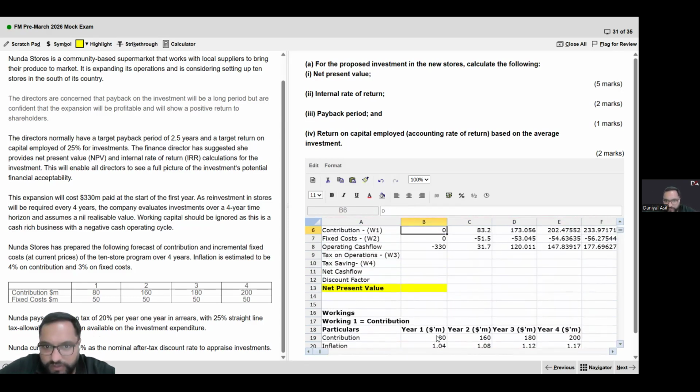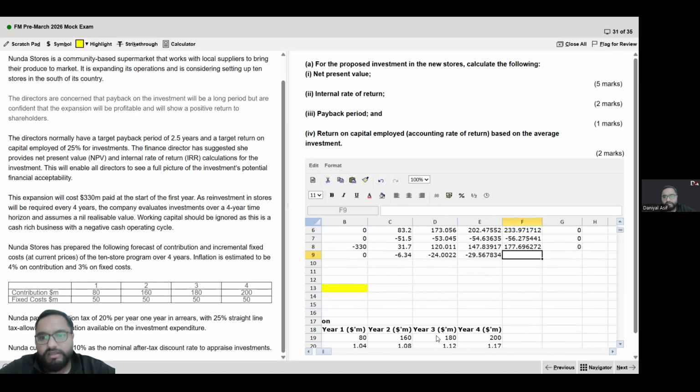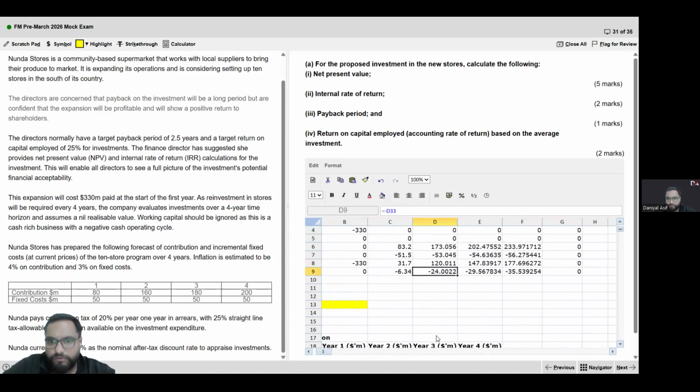So what I'm going to do is, because these are costs, equals to minus C33, is equal to minus D33, is equal to minus E33, is equal to minus F33. Year one is zero, minus C33, is equal to minus D33, is equal to minus E33, and it is equal to minus F33.